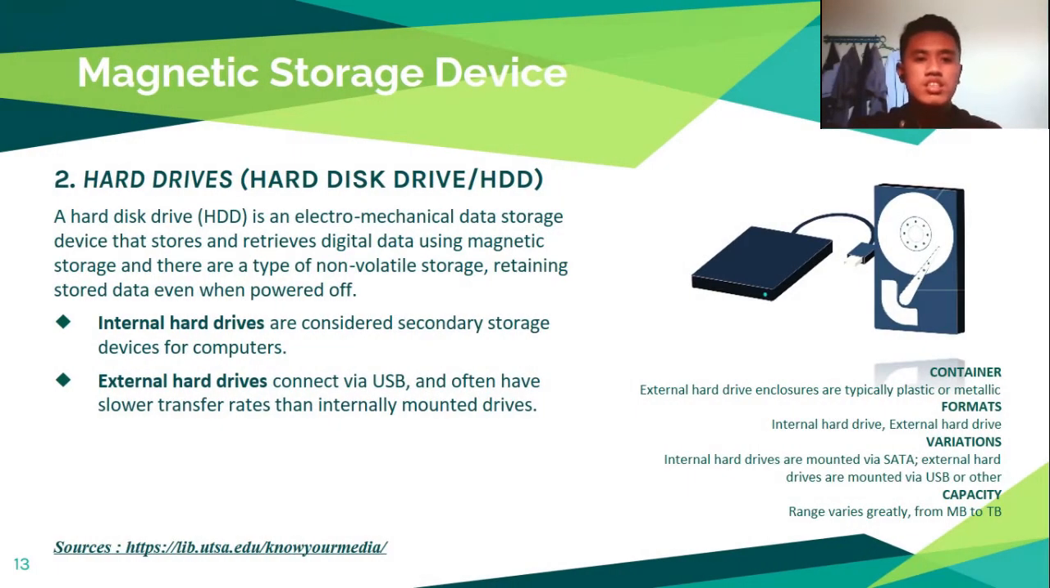Second is hard drive, or hard disk drive, or HDD. A hard disk drive is an electromechanical data storage device that stores and retrieves digital data using magnetic storage, and it is a type of non-volatile storage, saving data even when the power is off. Internal hard disk drives are considered secondary storage devices for computers. External hard drives connect via USB and often have slower transfer rates than internally mounted drives.